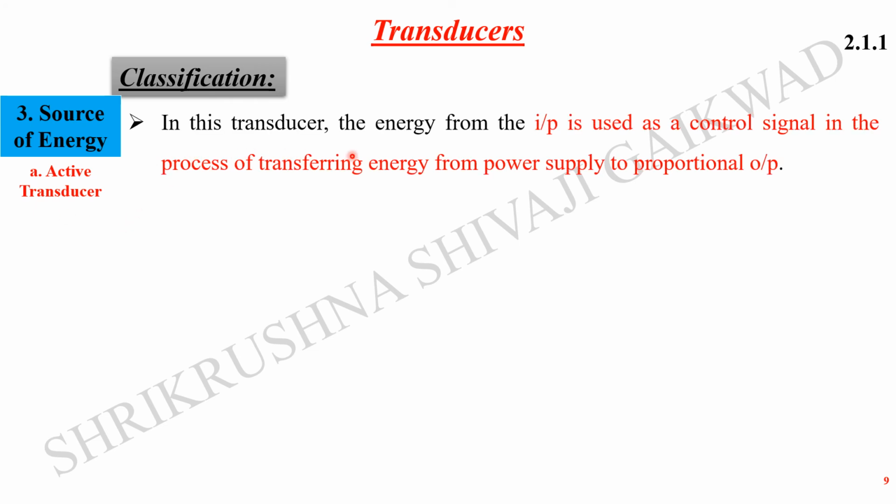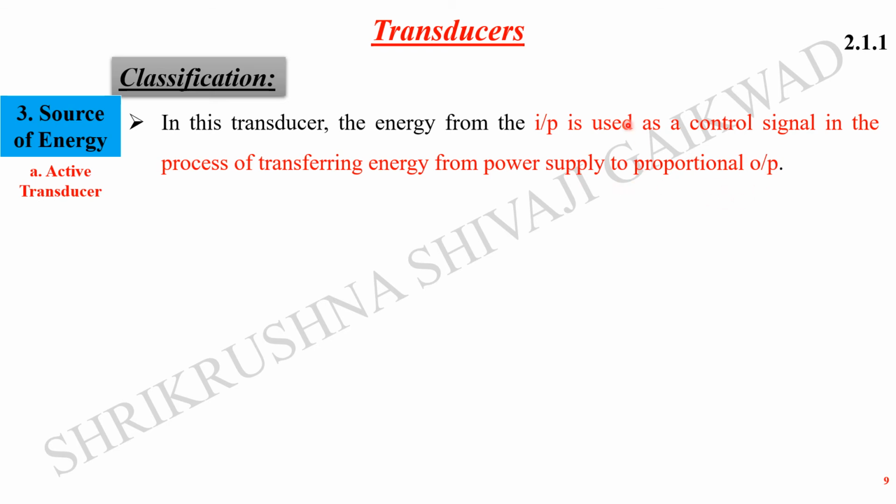So in this transducer, the energy from the input is used as a control signal in the process of transferring energy from the power supply to the proportional output. What is the case here? In case of the active transducer, we require some auxiliary source of energy, so that it can drive the input to the output in proportion.